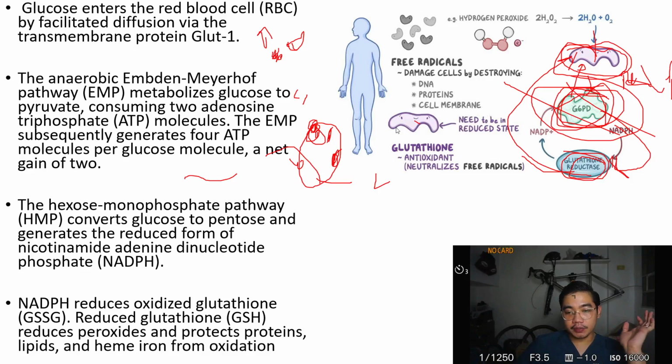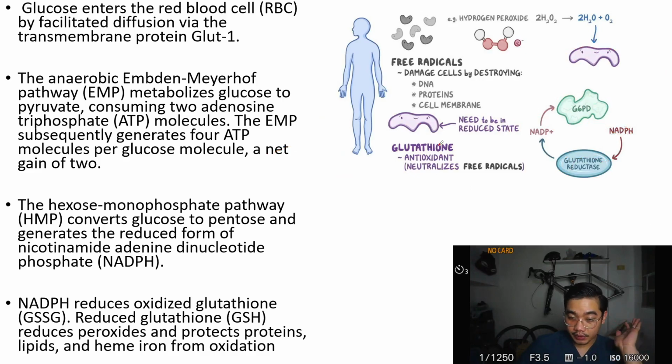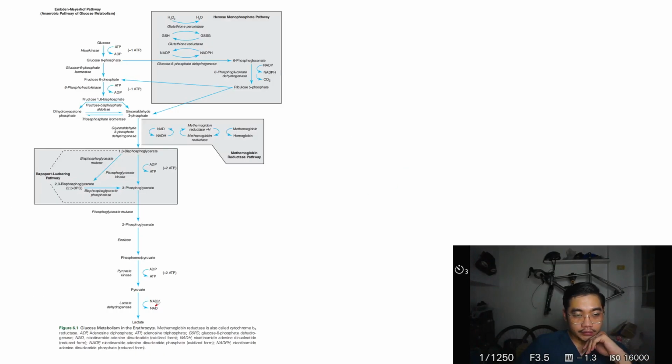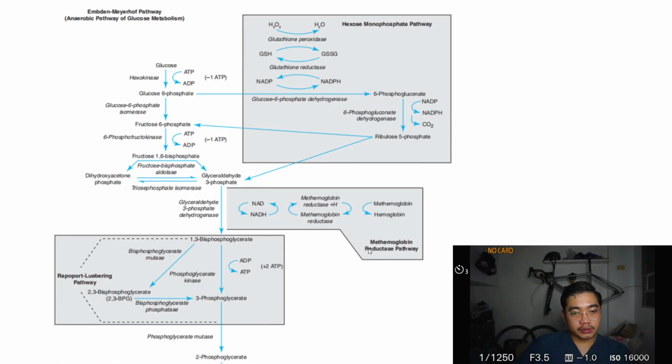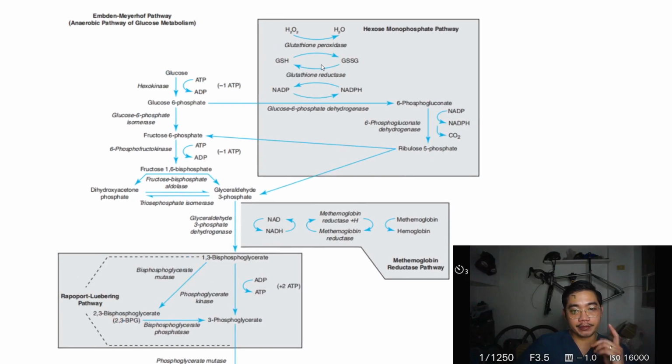It leads to hemolysis because there are a lot of inclusions due to the denatured and polymerized hemoglobin. So it needs NADPH to be produced from your glucose 6-phosphate. Okay. So this is your Embden-Meyerhof pathway.